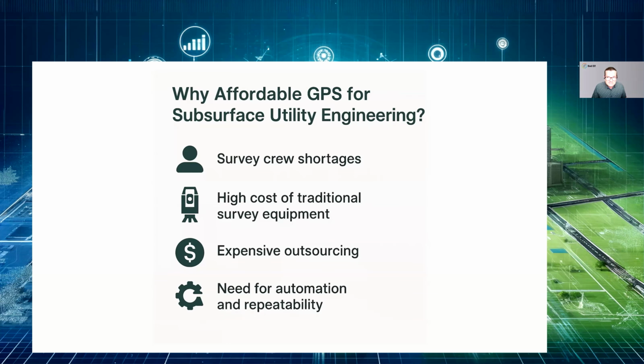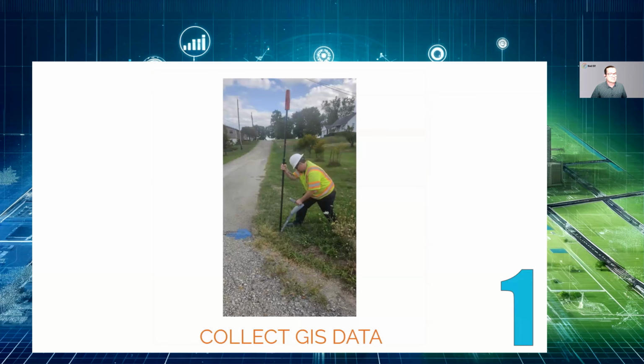And so why do we need affordable GPS? Well, because we have survey crew shortages and the cost of traditional equipment is super expensive, and we can't always outsource it because of time constraints and money constraints. And we need automation for repeatability. And so this is where we are.